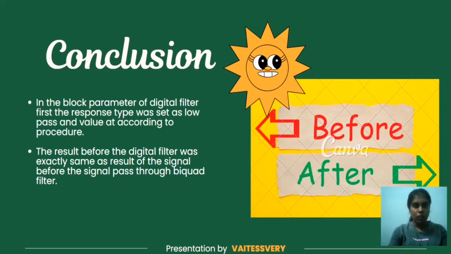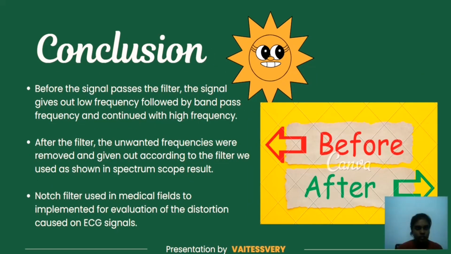In the block parameter of the digital filter, first the response type was set as low pass and values according to the procedure. The result before the digital filter was exactly the same as the result of the signal before it passed through the Bicode filter. Before the signal passes the filter, the signal gives out low frequency followed by band pass frequency and continues with high frequency. After the filter, the unwanted frequencies were removed and given out according to the filter we use, as shown in the spectrum scope result.